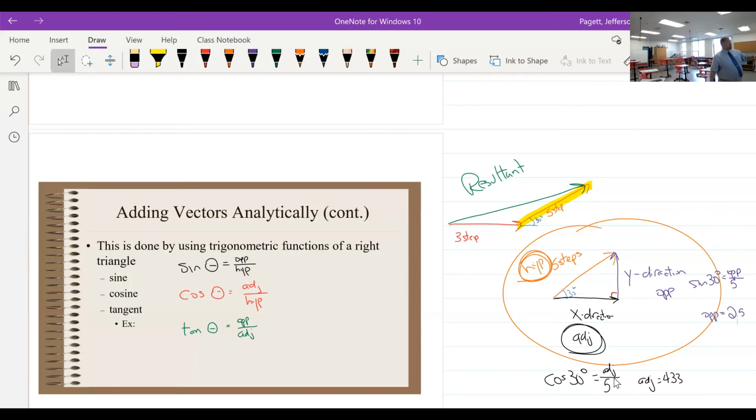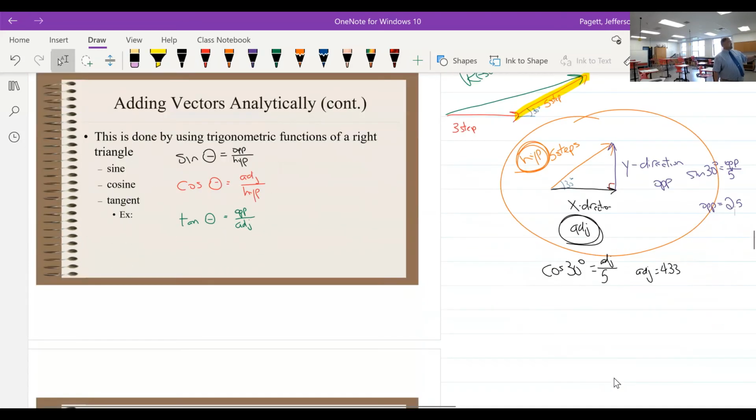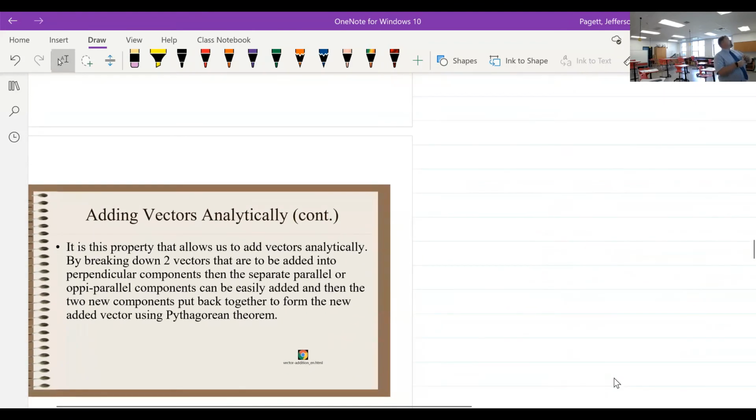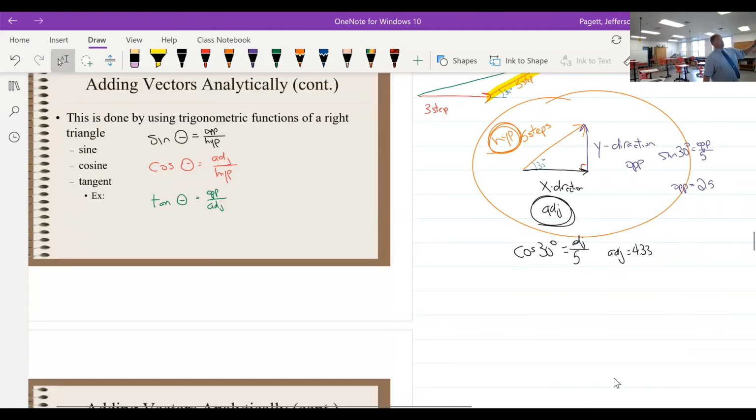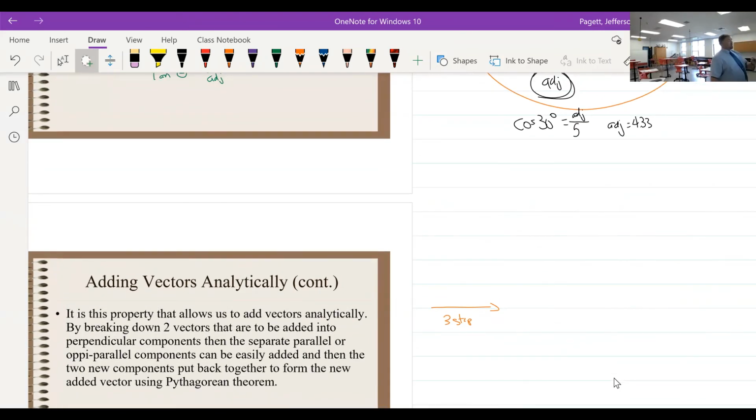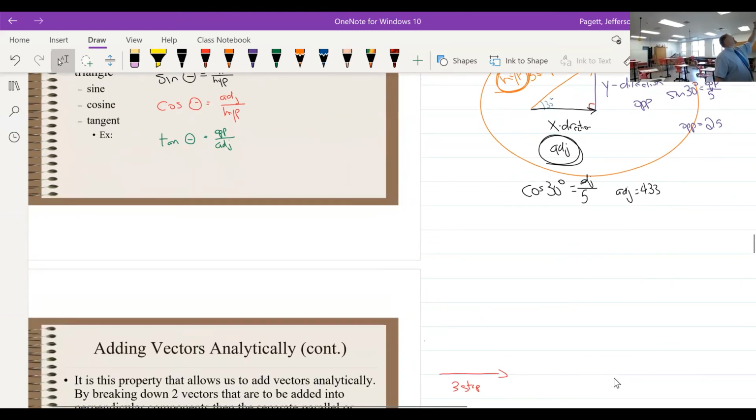Now, when I break up that 5 steps, it is dead. And so I'm going to redraw this. I have my 3 steps here that I had from before. I have my 5 steps. Did I do the color scheme right there? Nope, I should use red. My fault, let me change that over real quick. I have my 5 steps, which I had in orange, and that's at an angle of 30 degrees.